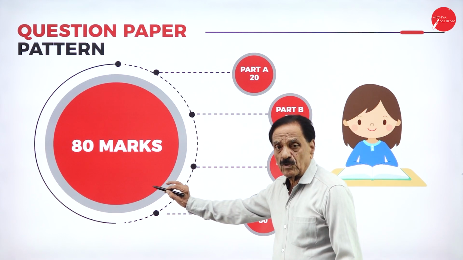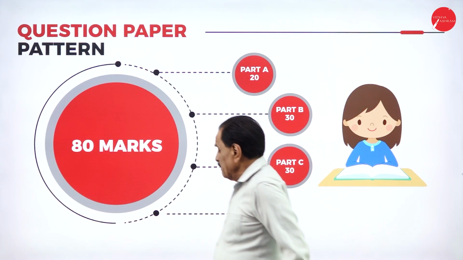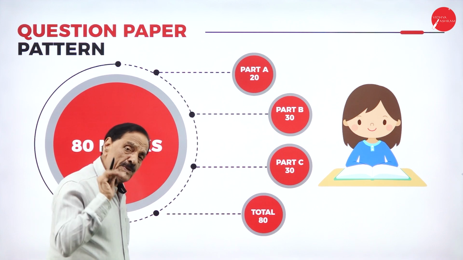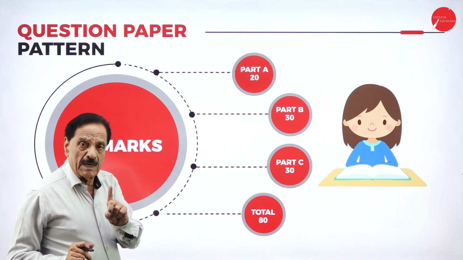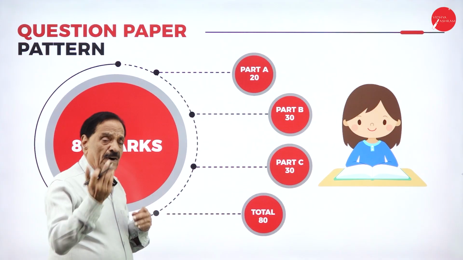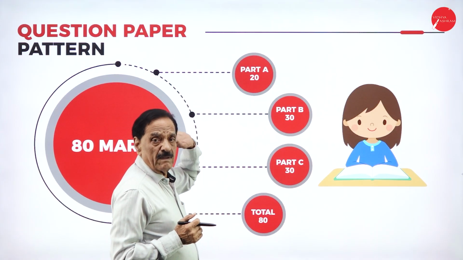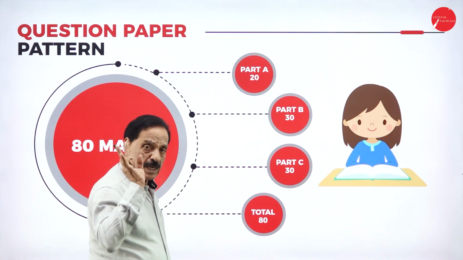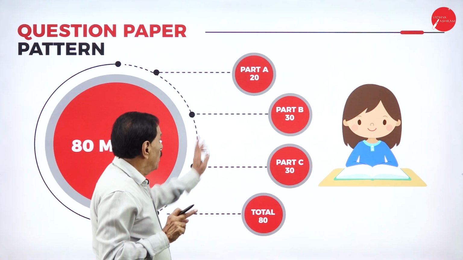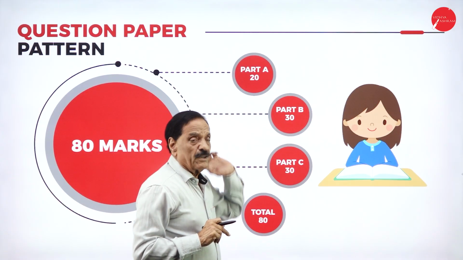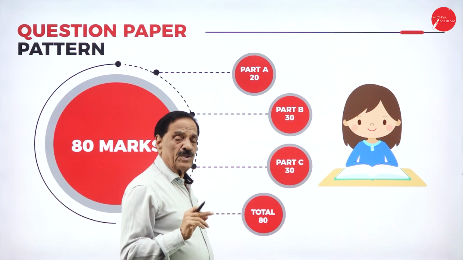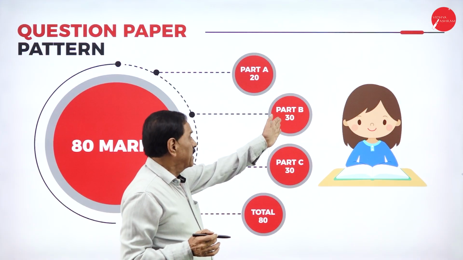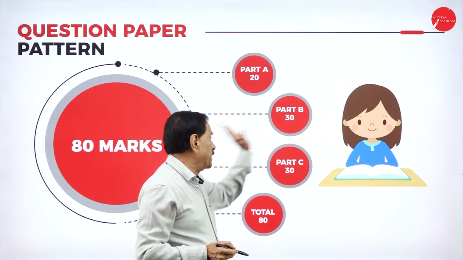Then 80 marks question paper. Part A, totally 20 marks. We'll ask 6 questions. You have to answer any 4, each carrying 5 marks. So 4 into 5 is 20. Part B, they will ask 5 questions. You have to answer any 3, each carrying 10 marks. 3 into 10, 30 marks.